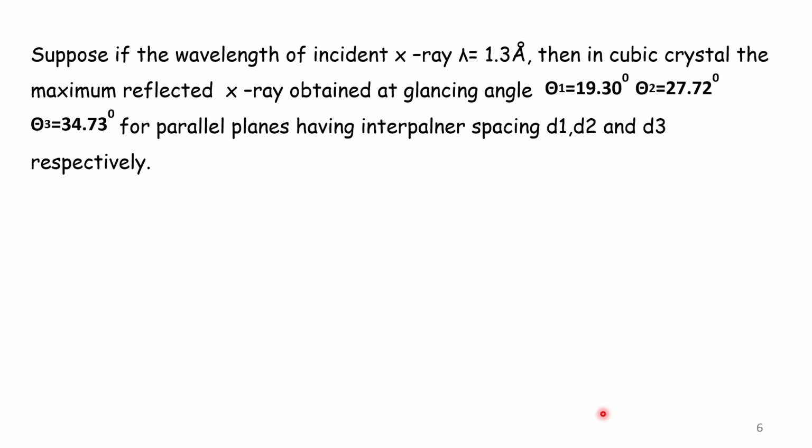Now in case of the experimental data of the cubic crystal, if we consider the wavelength of the incident X-ray is 1.3 angstrom unit, then in case of the cubic crystal, the maximum reflection will be obtained at the glancing angles theta 1 equal to 19.30 degree, theta 2 equal to 27.72 degree, and theta 3 equal to 34.73 degree for the parallel planes having the Miller indices d1, d2 and d3 respectively.